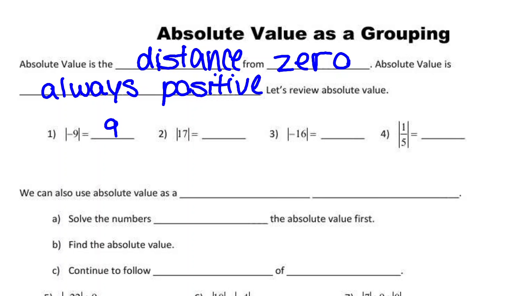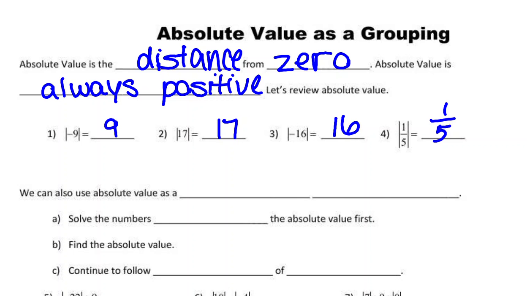How about you try 2 and 3? How many spaces is 17 away from 0? That would be 17. The absolute value of -16. How far is -16 away from 0? 16 spaces. Now number 4 was one that kind of tripped you up whenever we were in our integers unit, which is why we added it here. 1/5, absolute value is always positive, so it's just 1/5 spaces away from 0.